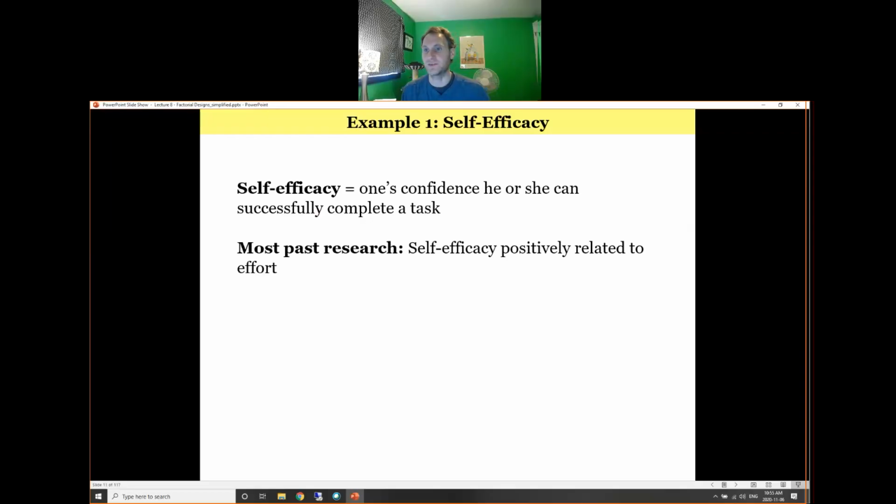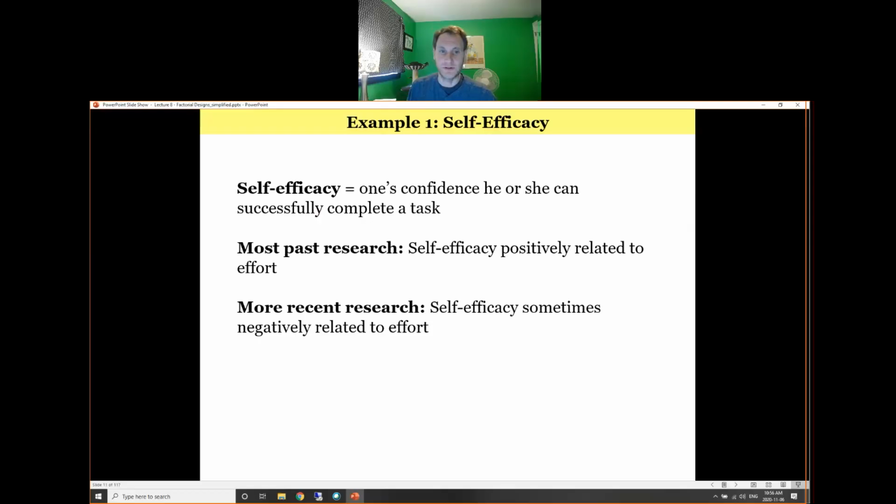So most of the past research through the 80s and 90s showed that self-efficacy was positively related to the effort that you put forward. So if you're more confident, you put forth more effort. In the 2000s, research started coming out showing that, well, actually sometimes self-efficacy is negatively related to effort. Sometimes you get a positive effect, more self-efficacy, more effort. Sometimes you get a negative effect, more self-efficacy, less effort.